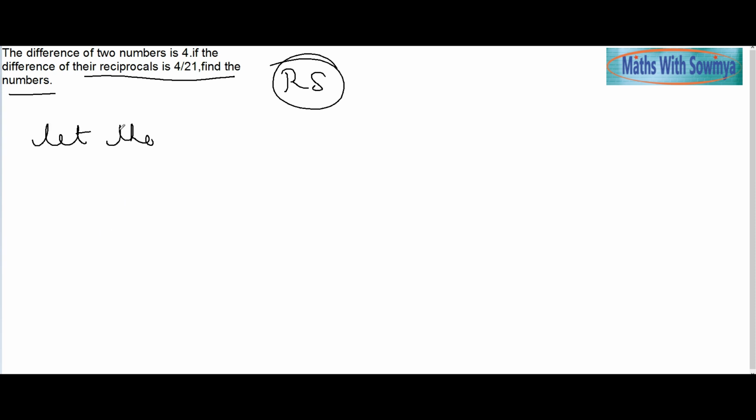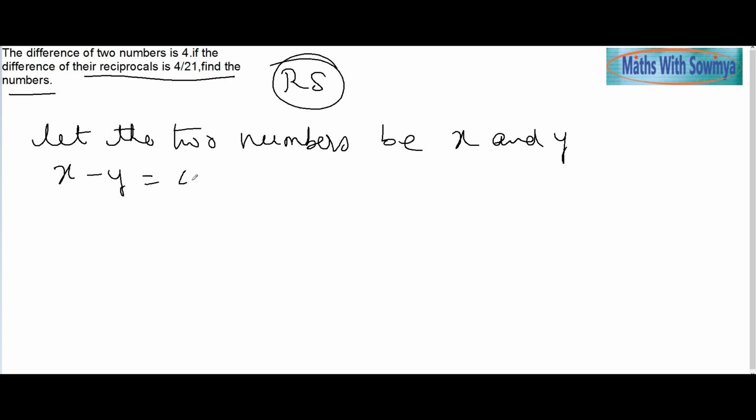This is one of the important sums. The difference of two numbers is 4. If the difference of their reciprocals is 4 by 21, find the numbers. This is from RS. Now let the two numbers be x and y. I have taken x to be greater than y because the difference between the two numbers is 4. If x is greater than y, otherwise we will get a negative here.